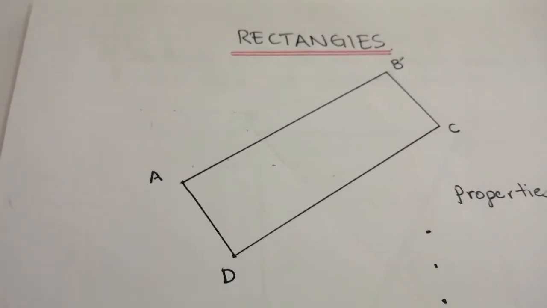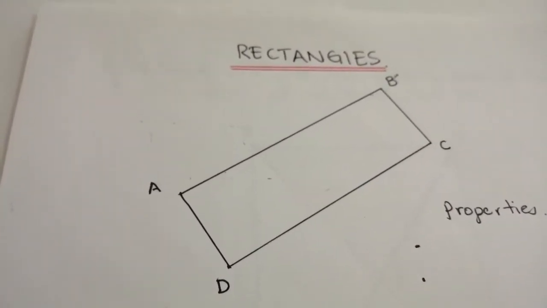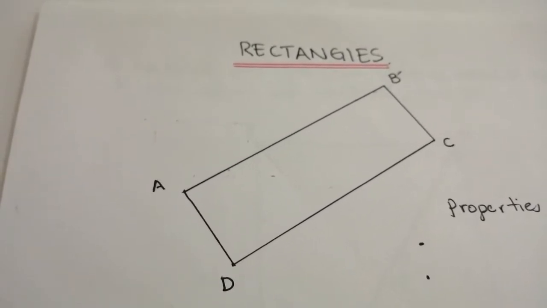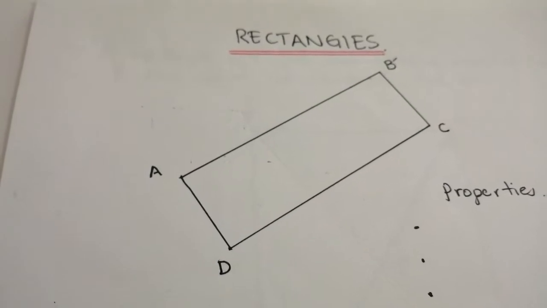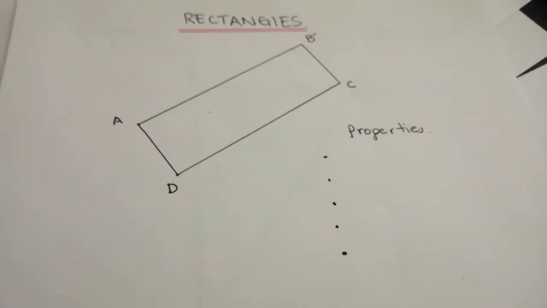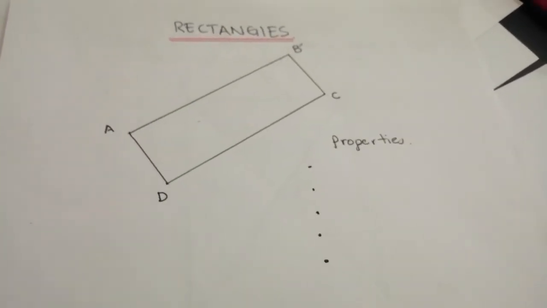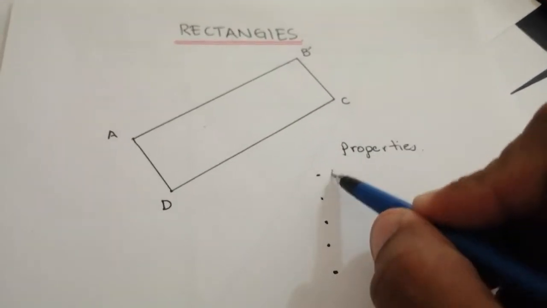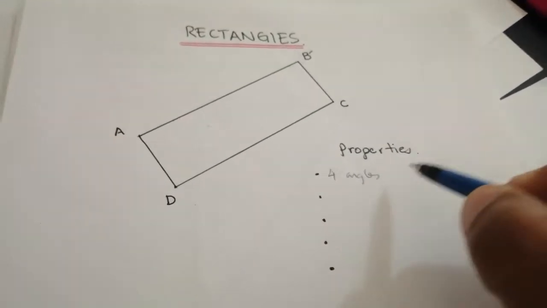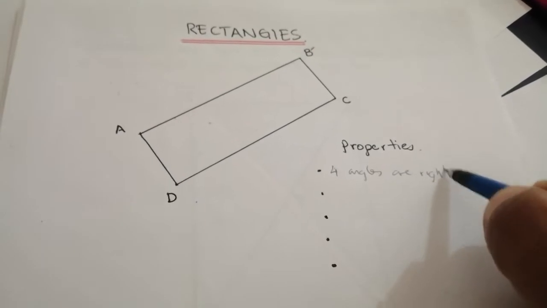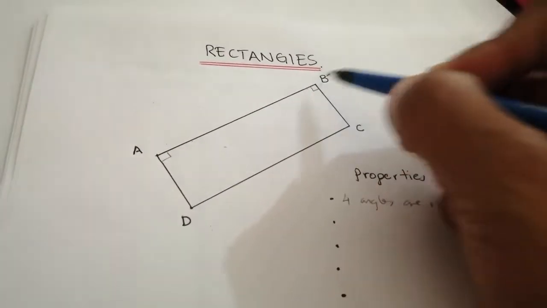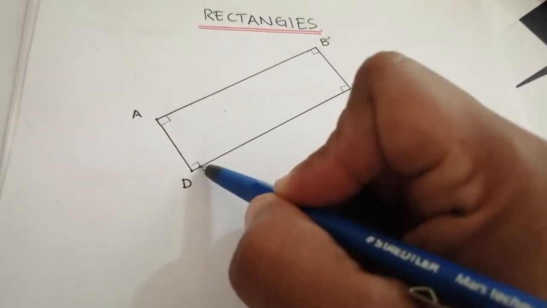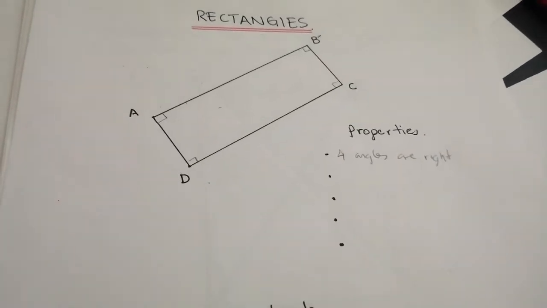Hello. This time, we're going to work with geometric figures, in this case quadrilaterals, and particularly rectangles. So let's see the properties that rectangles have. First of all, the four angles are right angles. That's the first thing. So angle A, angle B, angle C, and angle D are all right angles.